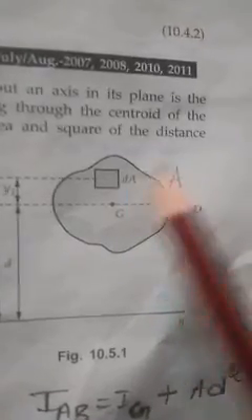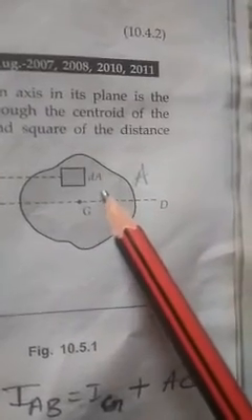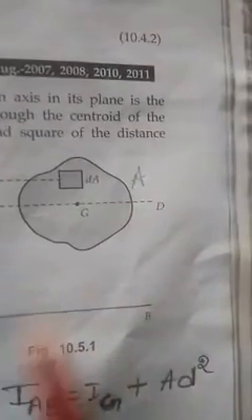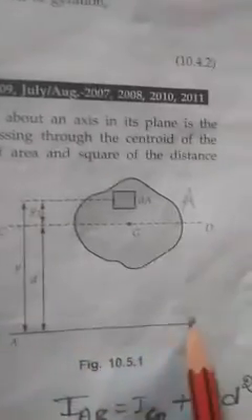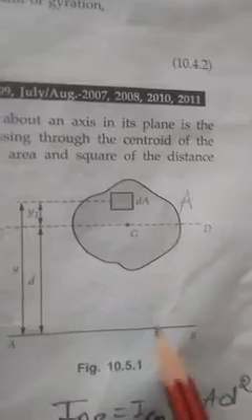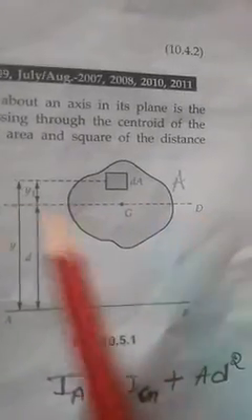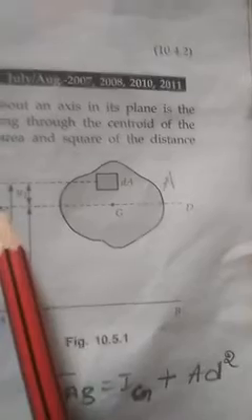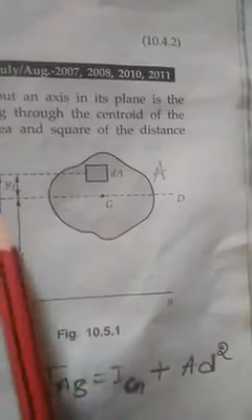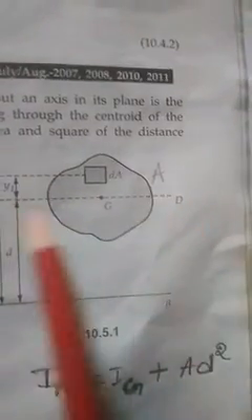I'll repeat once again. Consider this is an area. The moment of inertia of an area about an axis in its plane, this reference axis, is the sum of the moment of inertia about the parallel axis passing through the centroid.